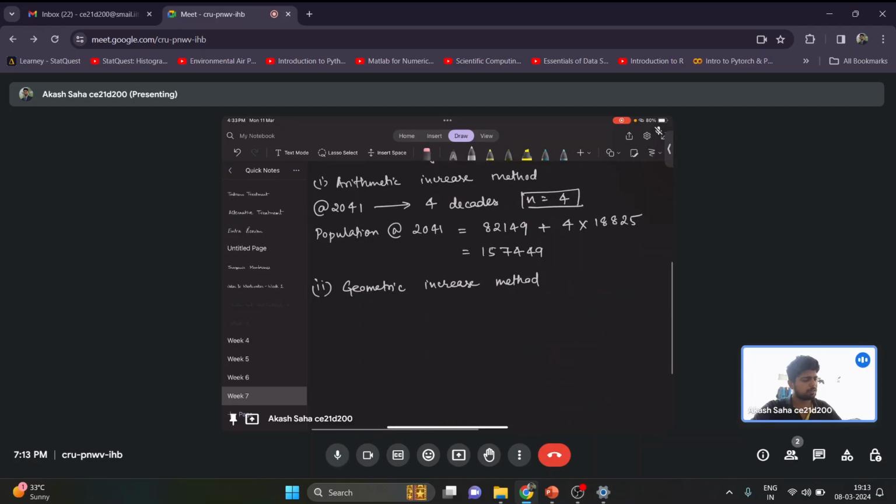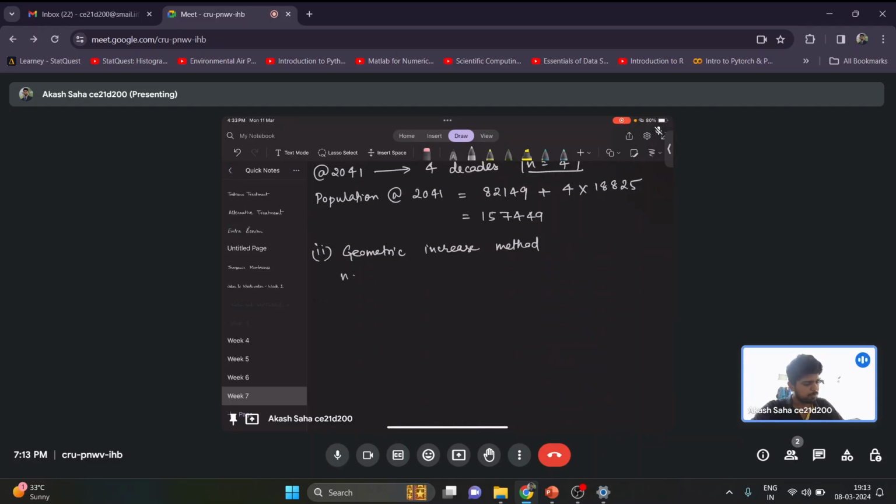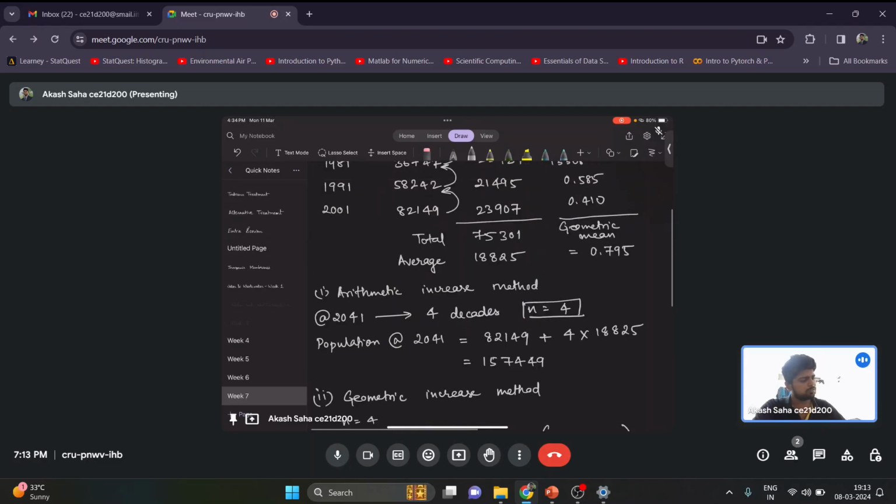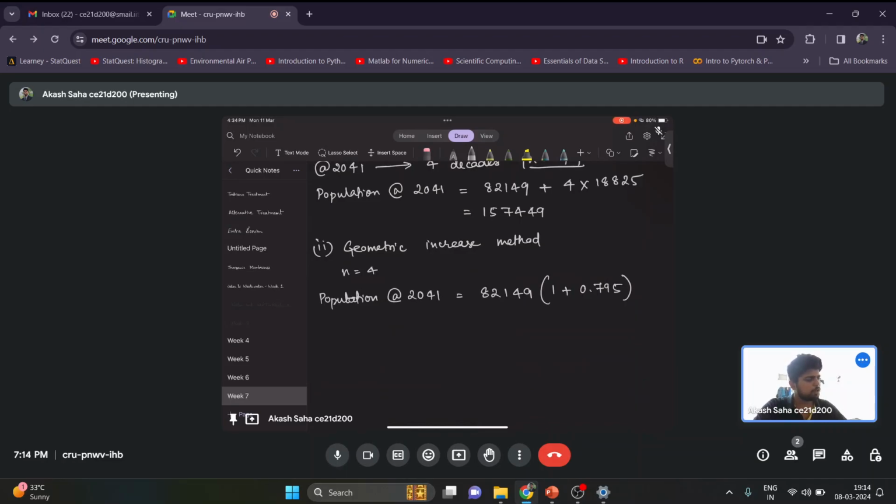So we will see how to find out the population. Again, my n will be equal to 4. So now the population at 2041 with the help of the geometric increase method will be 82,149, which is the last known population, times 1 plus R. My rate will be 0.795, which we found out, which is the geometric mean. So 1 plus 0.795 to the power of the number of decades. So that is my whole formula.